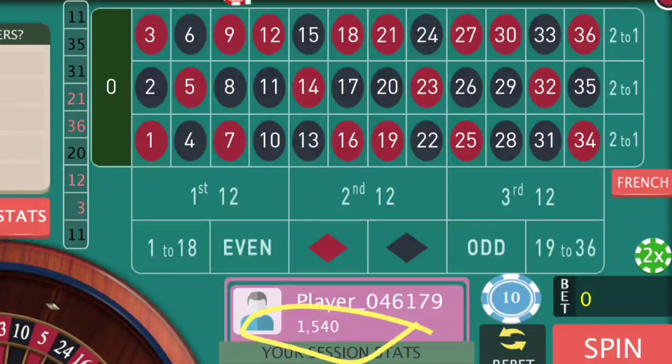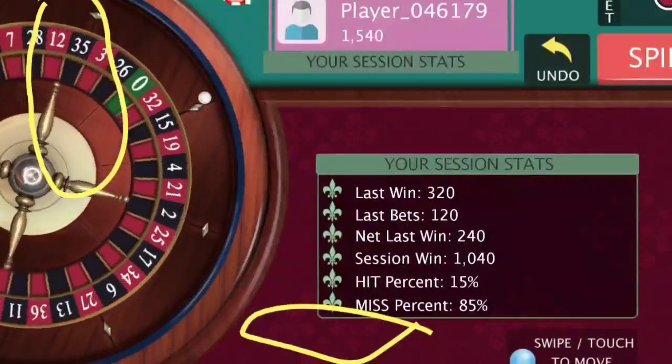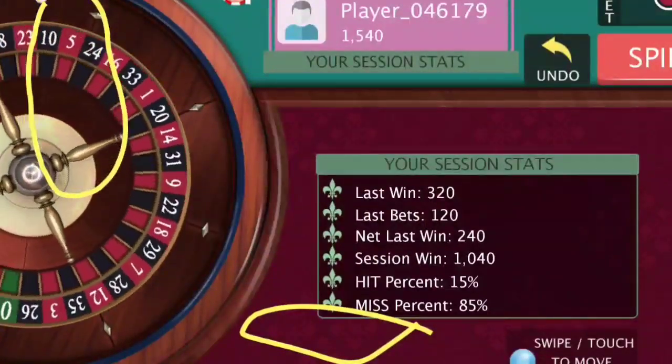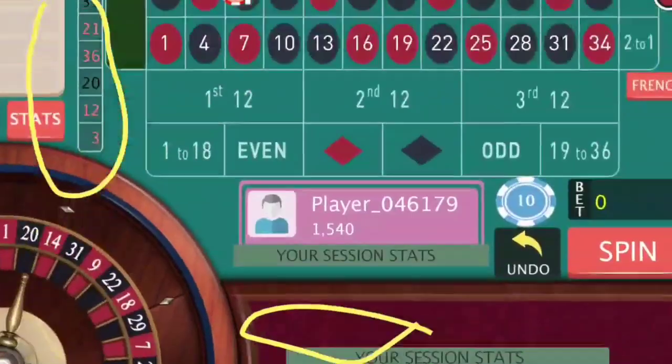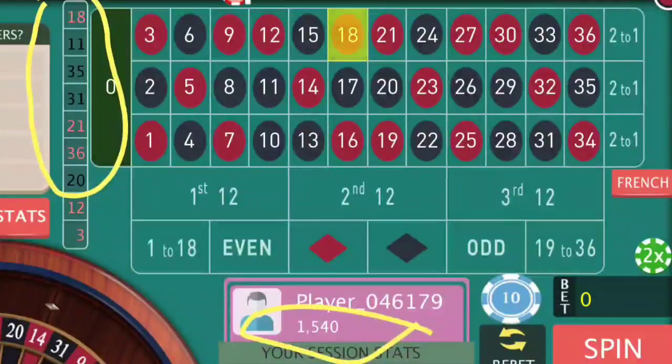So the strategy is quite simple. Let me tell you again. You have to go with the last numbers. Put your bets according to the last numbers. So the last number here is 18. You can see 18. So I will put a corner bet around 18. I may put a bet here or I may put a bet here. That doesn't make any difference.